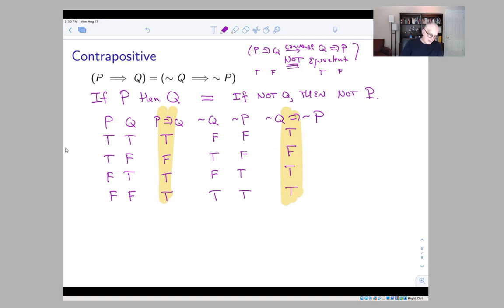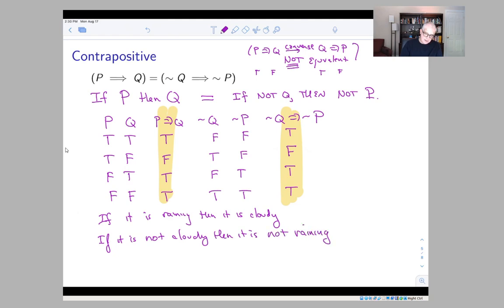What is this in English? Well, if I say, if it is raining, then it is cloudy. Suppose this is true, or we don't even need to suppose it's true. It's an implication. The contrapositive is, if it is not cloudy, then it is not raining. And these two statements are equivalent to one another. The first one says, raining forces it to be cloudy. Not raining says nothing about whether it's cloudy. The second one says, not cloudy prohibits it from raining, but if it is cloudy, then it might or might not be raining. And those two things are equivalent.